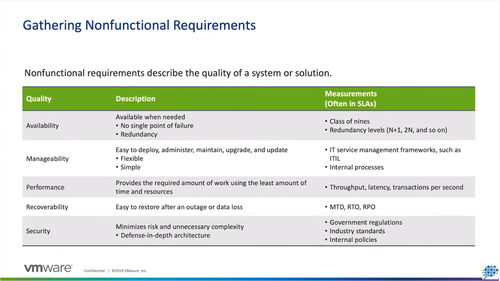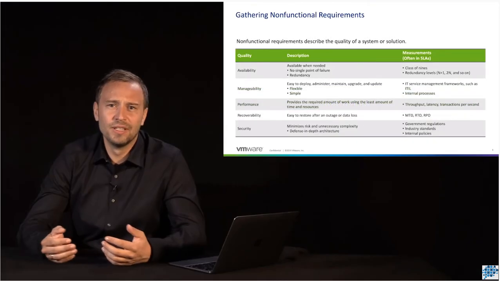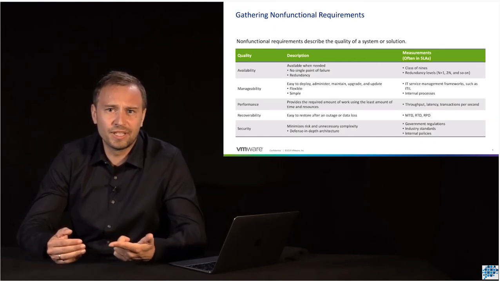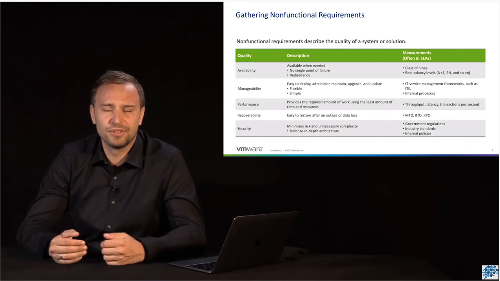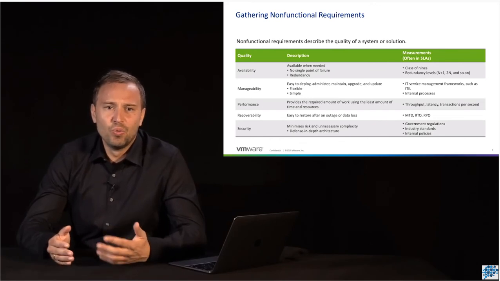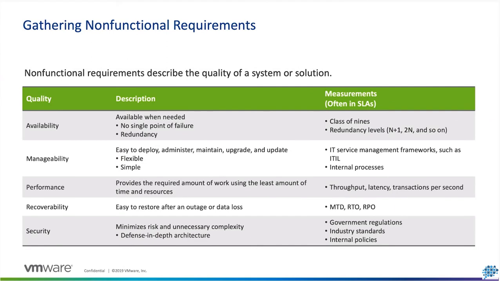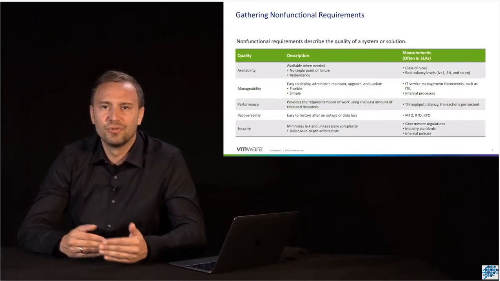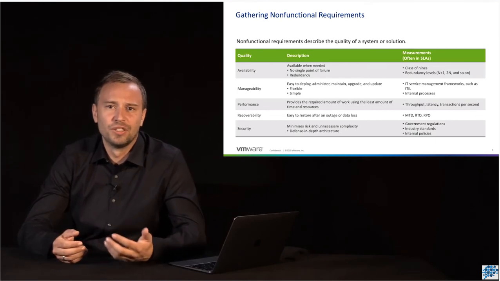What else do we got? Recoverability. How easy is it to recover the whole environment in case of a data loss, in case of a disaster of our solution? Typical measurements we do here are the mean time between failures, the RTO, so the recovery time objective, or the recovery point objective. When we talk about security, we need to specify certain risks, we need to specify certain characteristics that we need to fulfill to be compliant to the company's security definition. Okay? So maybe we need to fulfill certain government regulations, maybe we need to fulfill some industry standards to be compliant in this area.